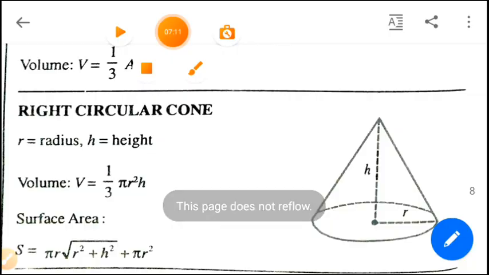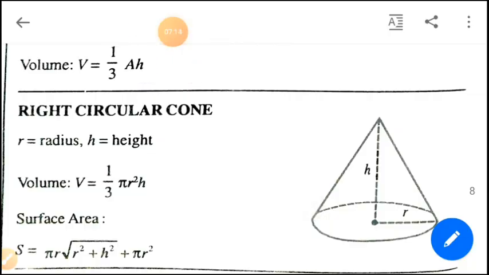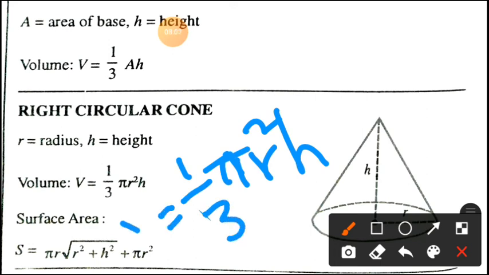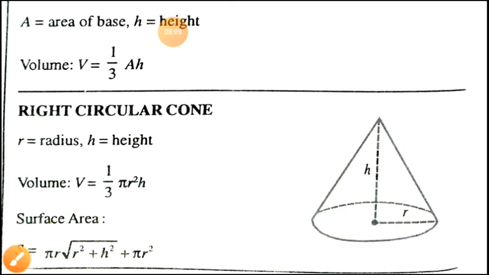Okay. Next, right circular cone. Here r is the radius, h is the height. Here pi r square h is the formula for the volume of a cylinder. One-third of this volume gives us the volume of a right circular cone. Okay, let us see what the surface area is.